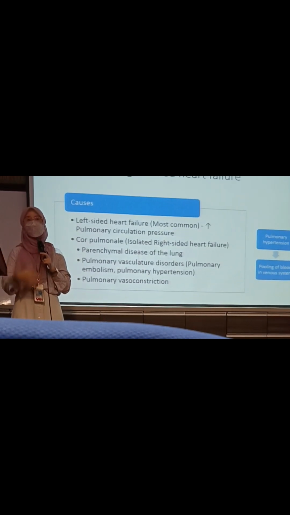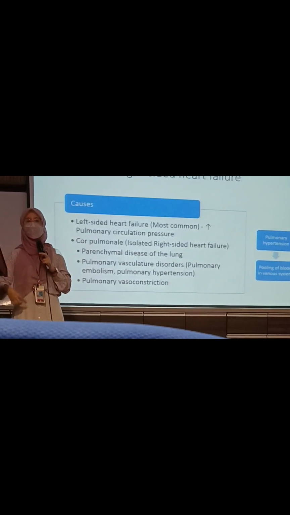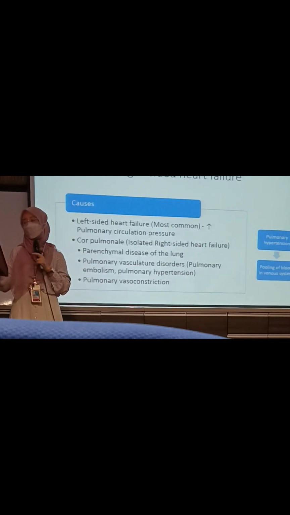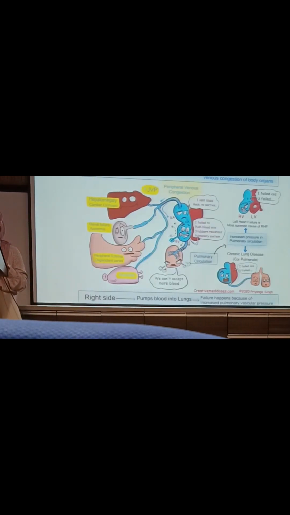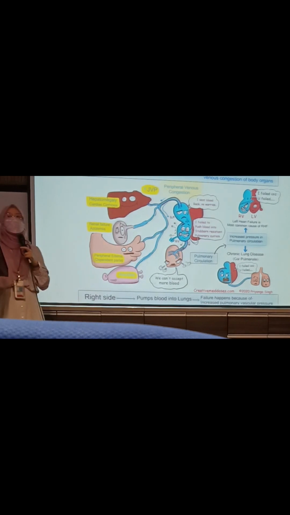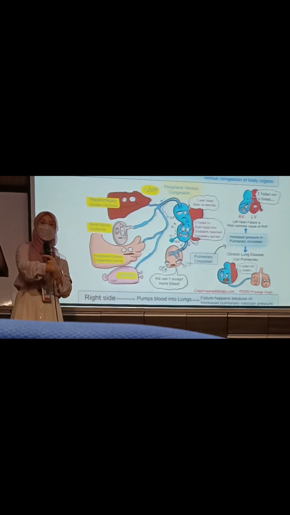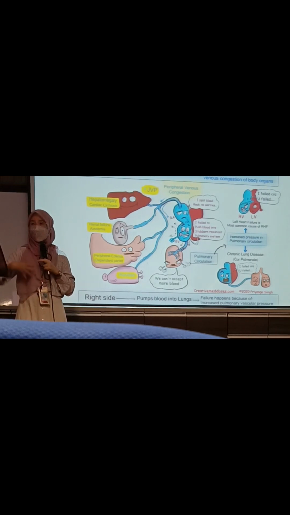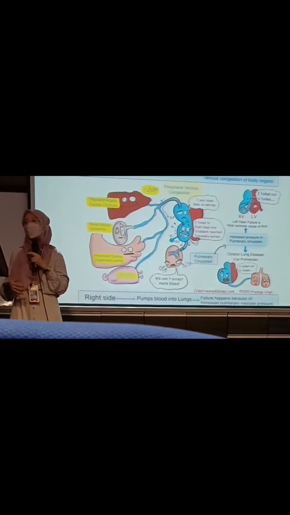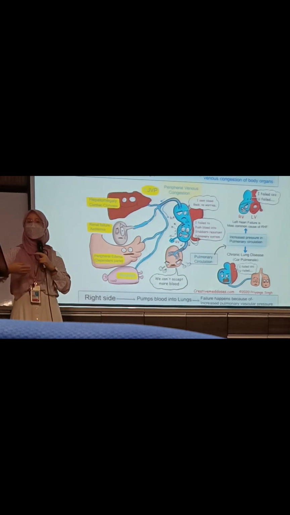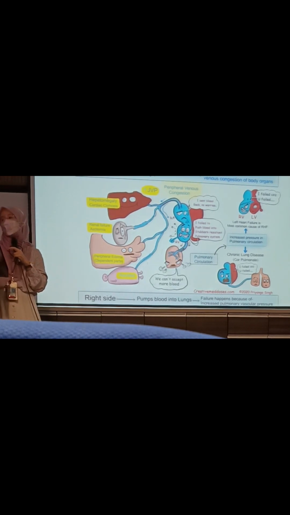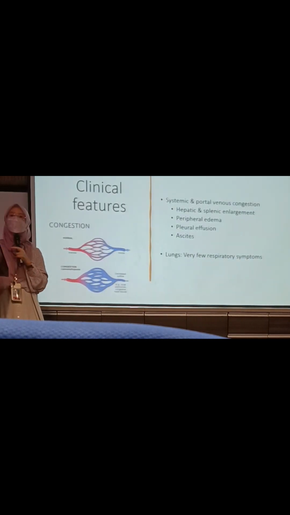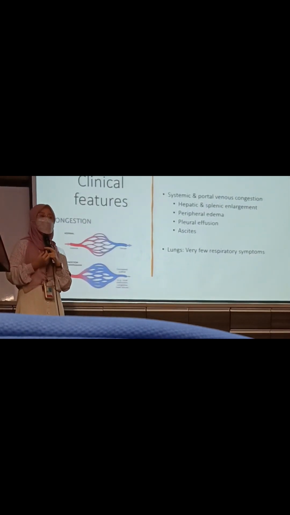So all organs from the superior vena cava, inferior vena cava, whatever drains into the right heart will be congested. Okay, so what happens is your liver becomes enlarged, your spleen becomes enlarged, there is fluid filled in your abdominal cavity, your legs become edematous. Okay, there will be ascites, there will also be pleural effusion. So clinically you can see that there is systemic and portovenous congestion.